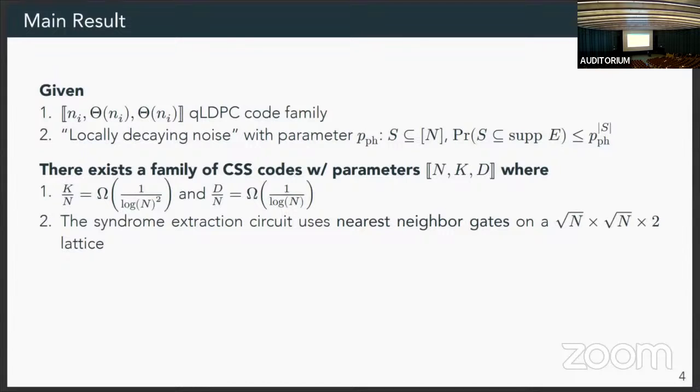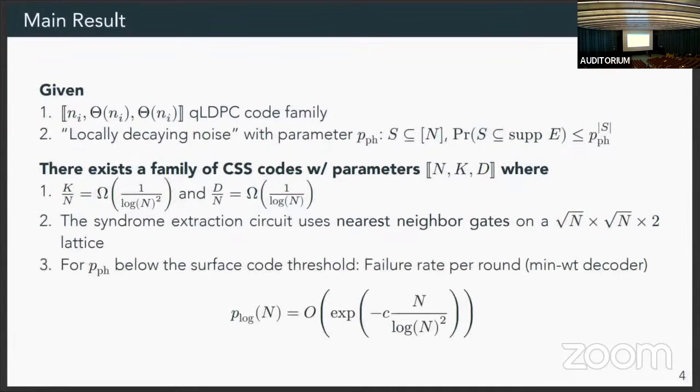And we have a syndrome extraction circuit that you can implement in 2 dimensions with nearest neighbor gates. And we have a threshold. So in particular, you might see that this is actually a bilayer lattice, but that's fine. I can emulate this two-layer connectivity with just a single layer at the cost of some slightly worse constants. So here our below threshold scaling is almost exponential in the block length, but not quite.